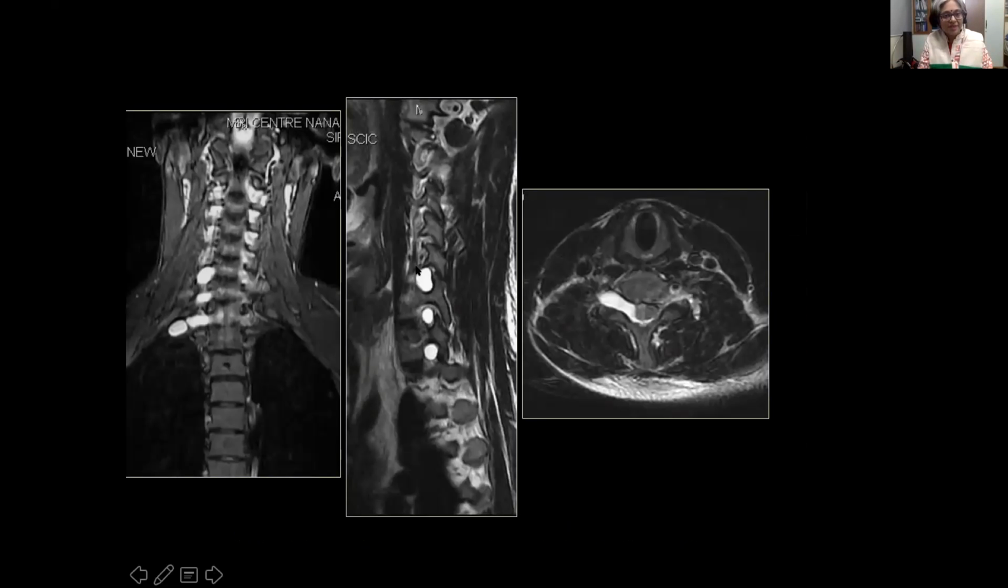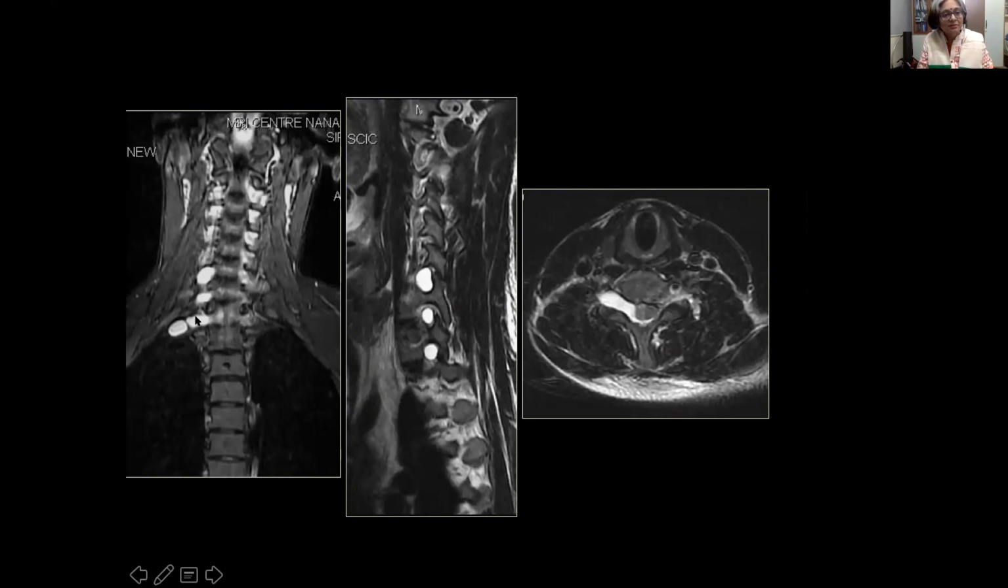Here again, you can very clearly see this well. Sometimes you get confused because there may be a small perineural cyst or something. So look carefully. Are you seeing any nerve root traversing through it? If it's a perineural cyst, you will see the nerve root. If it is a pseudo-meningocele due to nerve root avulsion, you will not see any nerve root traversing it.